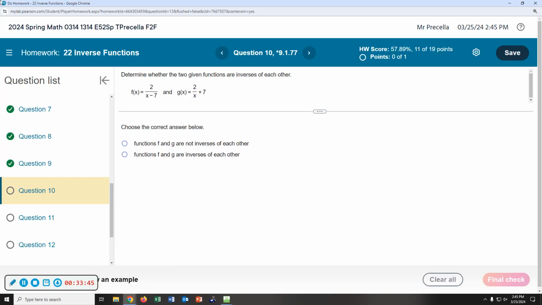They give us two functions. Oh, this looks sort of messy, doesn't it? Okay, let me write it down. Number 10, f of x is the rational function. That means it's a fraction. 2 on top and x minus 7 on the bottom. And g of x is equal to 2 over x plus 7.